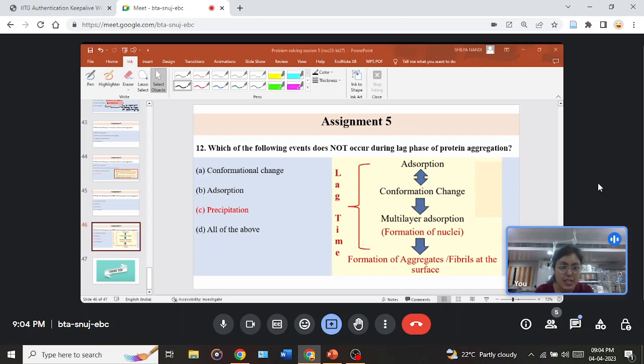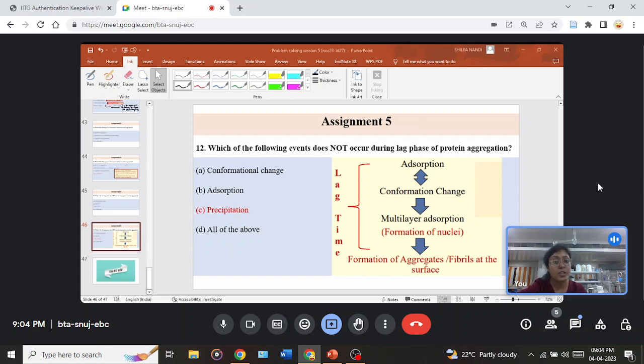So from the figure, as you can see, during the lag time, we have adsorption, conformational changes, and then we have nucleation. So for this particular question, if option D might have been nucleation, do not get confused whether precipitation or nucleation will be the correct answer, right? So you must remember that during the lag phase of the protein aggregation, you have adsorption, you have various conformational changes, or even if unfolding is there as an option, unfolding is also a correct option, as in it occurs during the lag time.